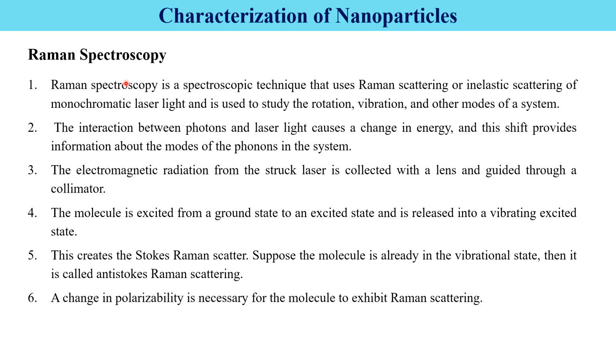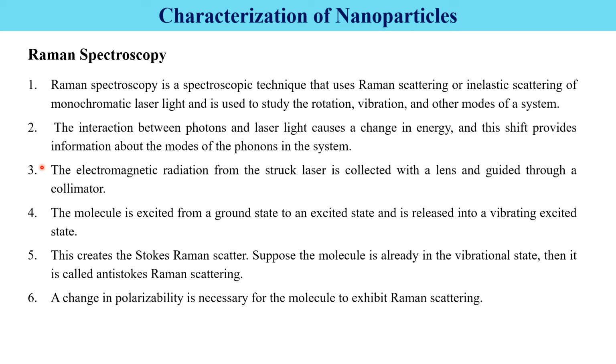Next technique is Raman spectroscopy. Raman spectroscopy is a spectroscopic technique that uses Raman scattering or inelastic scattering of monochromatic laser light, and it is used to study the rotation, vibration, and other modes of a system. The interaction between photons and a laser light causes a change in energy, and these shifts provide the information about the modes of photons in the system.